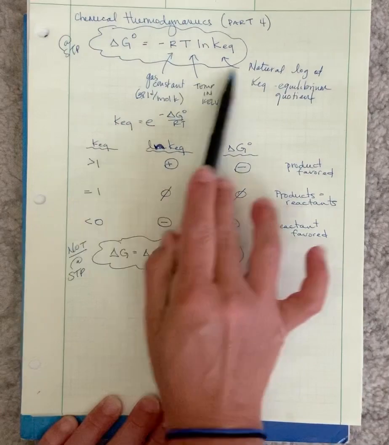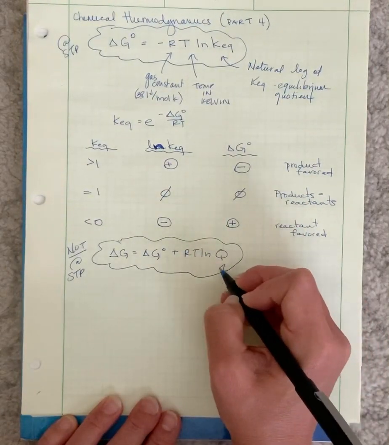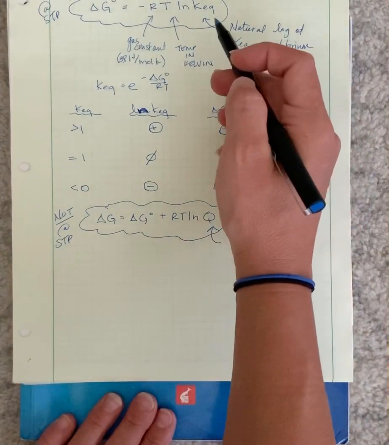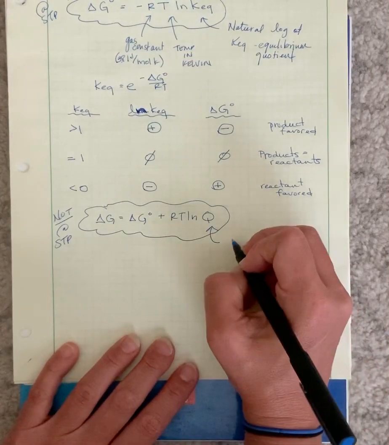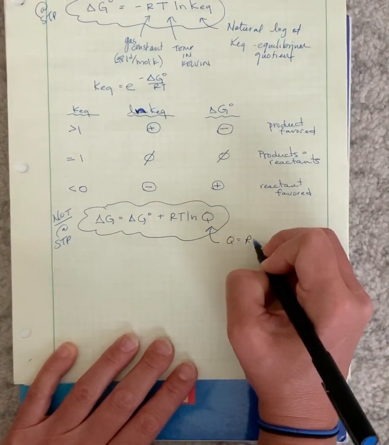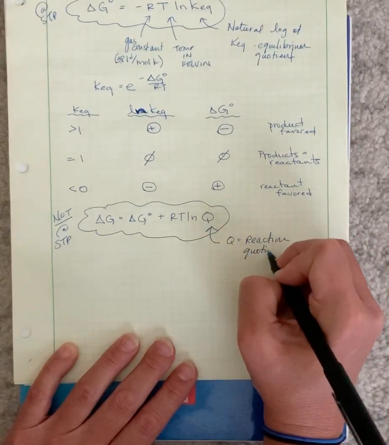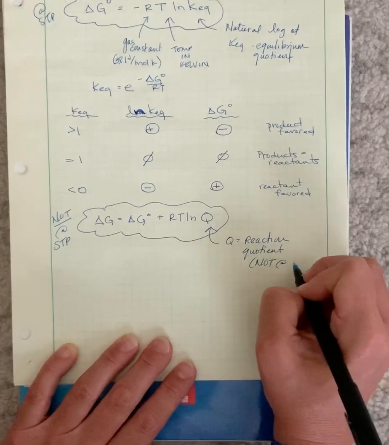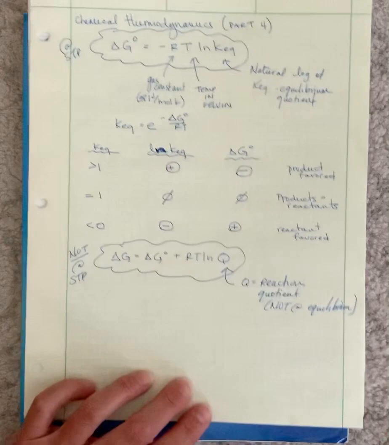So this is the same as this equation rearranged, but here we have this Q value. And this Q value is not equilibrium. So this is our reaction quotient, not at equilibrium. Q equals reaction quotient. And this is not at equilibrium. If it was at equilibrium, Q would equal KEQ.